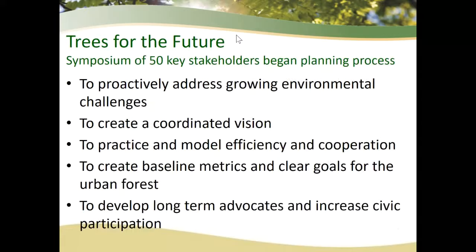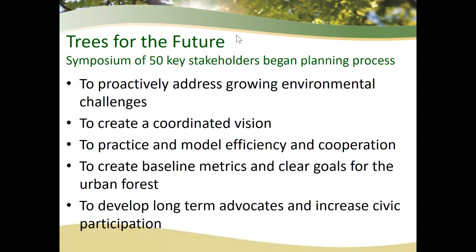So this is what Pittsburgh decided they really wanted to try to accomplish in their plan. This is a great step, and these are some awesome components. But thinking about the trees for the future, what do we want that to look like? How do we want that to look? And every community is going to have a different answer for this. And it's important to sit down at the beginning.